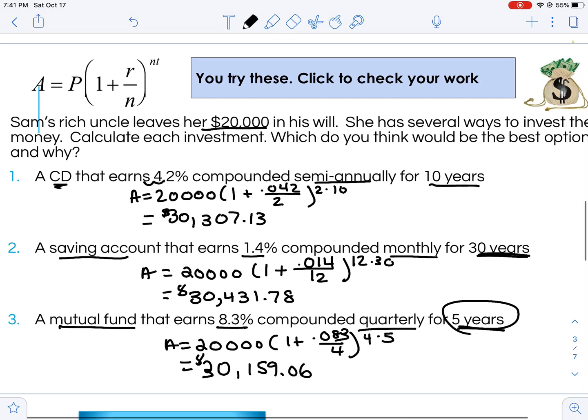So that's our compound interest formula, and it's pretty easy. You just have to know what number goes where. You set it up and you use your calculator.